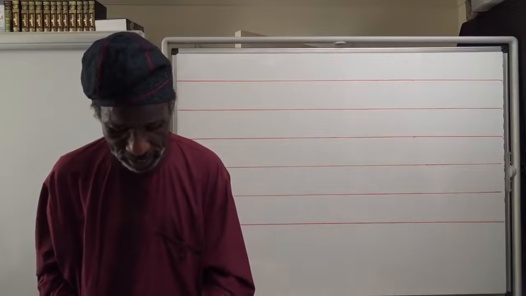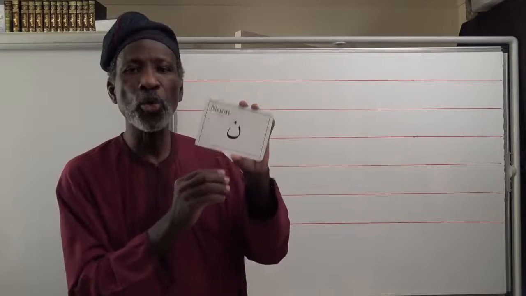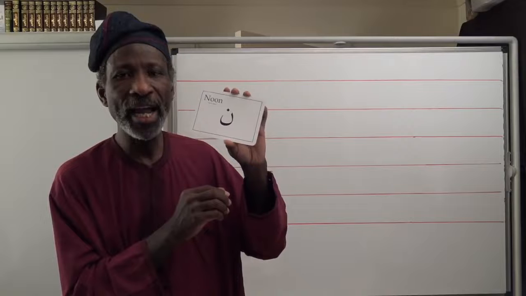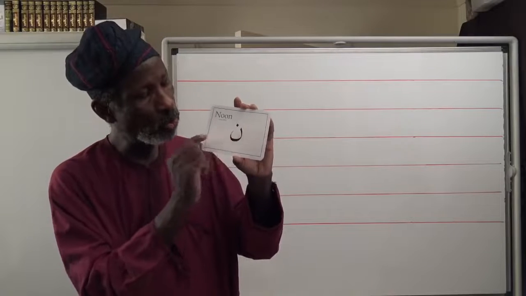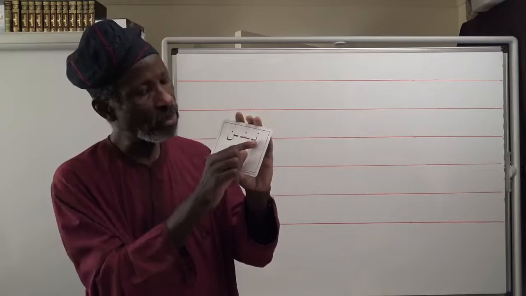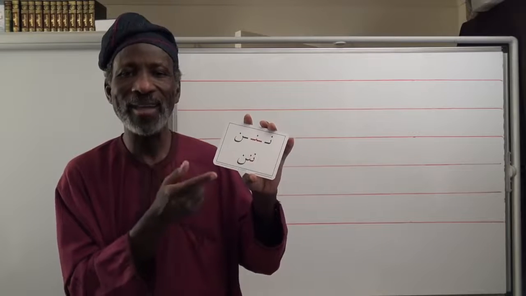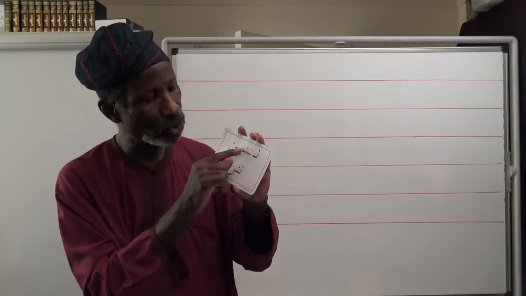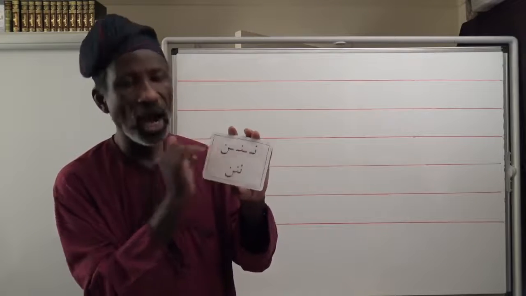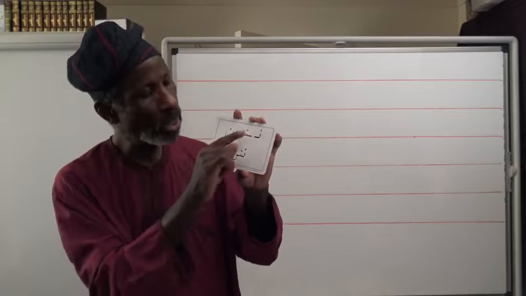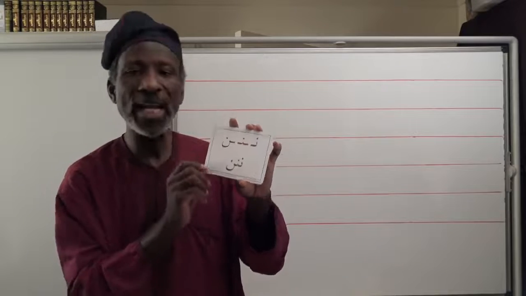Now, next is letter noon. Noon, and the joint form. The joining is very similar to when you are writing your ba, ta and tha in a joint form. The same shape, beginning and end, except you have a dot on top, and this is your final noon.